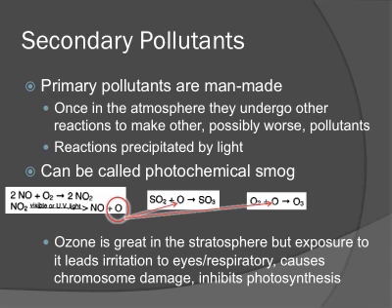Okay? It is very, very irritating to the eyes and the respiratory system. It'll cause you to cough really bad. It can cause some other lung issues if you're exposed to it for a really long time. It can also cause chromosome damage, which can lead to cancers, which could lead to reproductive issues. Okay? It can also inhibit photosynthesis, or in other words, stop it. Keep photosynthesis from happening, so in other words, plants can't grow the way they're supposed to. So ozone up there in the stratosphere, good. Ozone down here on the surface of Earth, bad.